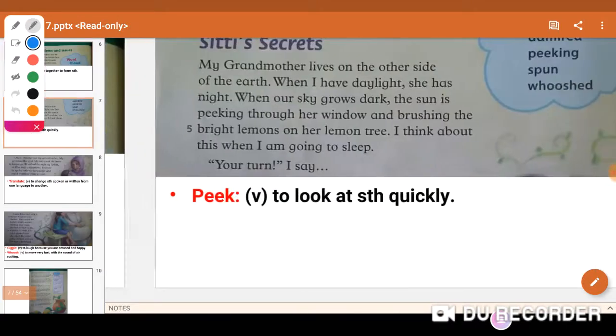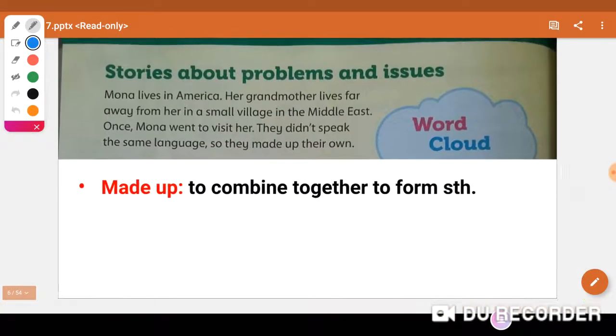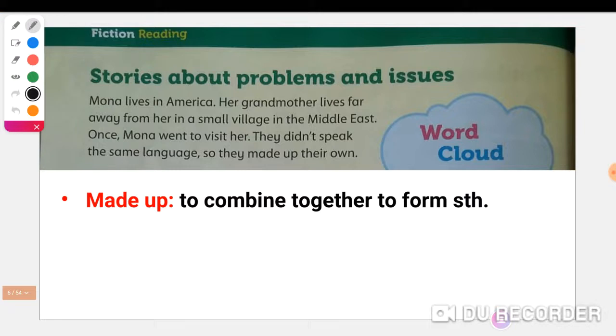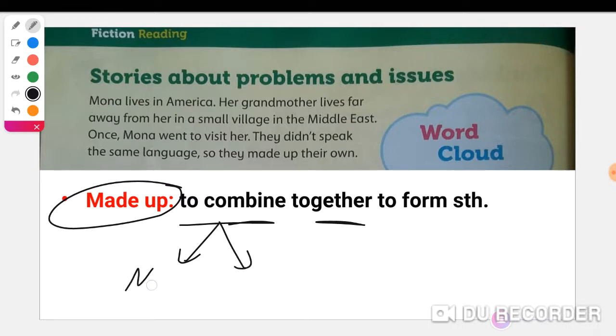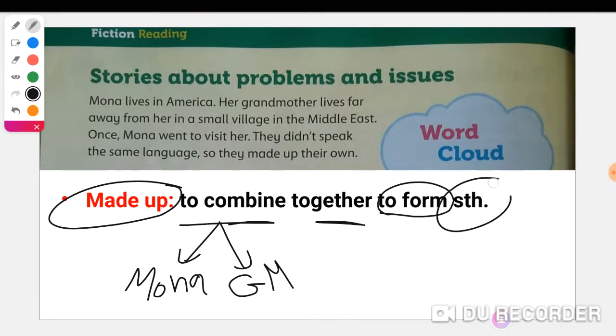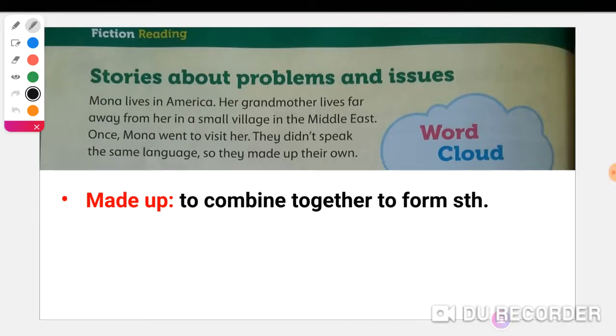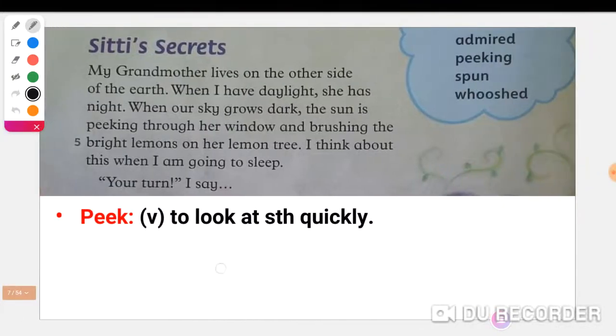Made up means, okay, to combine together. Combine means Mona and her grandmother combined together to form something. What did they form? They formed a new language in order to connect and speak together, okay? Let's move to the next part.